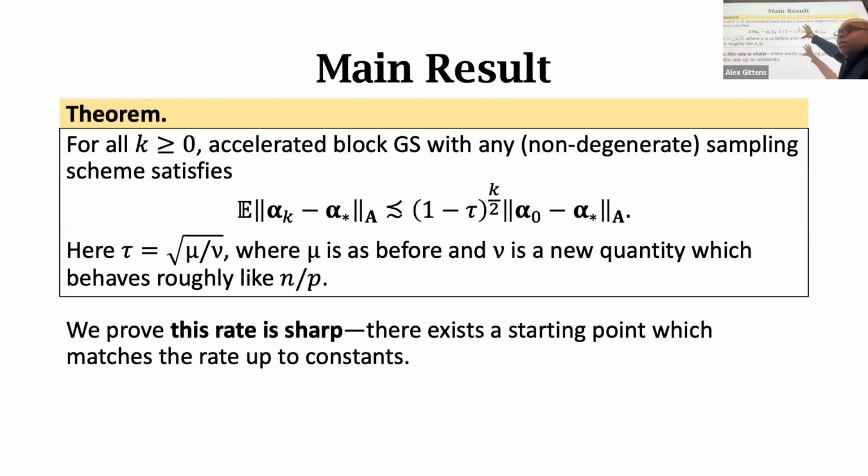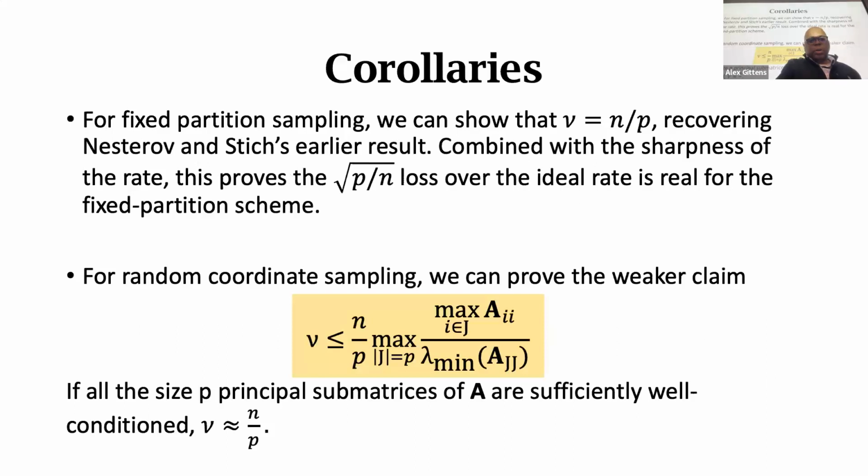This holds for any block sampling scheme, not just the fixed one, and not just the accelerated one. It also applies to Kaczmarz. What we were able to show is that this square root of p over n loss is real for the fixed partition scheme, because that result characterizing the convergence is tight. And for the random coordinate sampling, we were able to show that if our matrix is well conditioned, in the sense that all of its diagonal blocks are well conditioned, then we get back a rate of convergence that looks like p over n times that condition number.